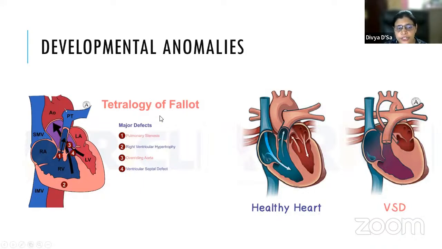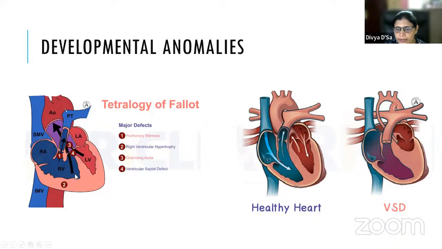Tetralogy of Fallot includes 4 things. One is pulmonary stenosis. Pulmonary stenosis means the valve between the ventricle and the pulmonary trunk, where it begins, is stenosed. So blood is not going from this ventricle to the pulmonary trunk. Blood is getting collected in the ventricle itself, so what happens? The ventricle hypertrophies.